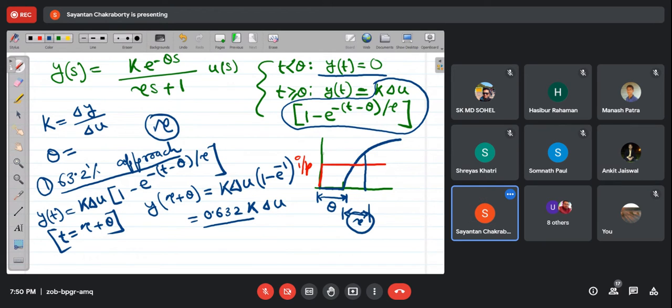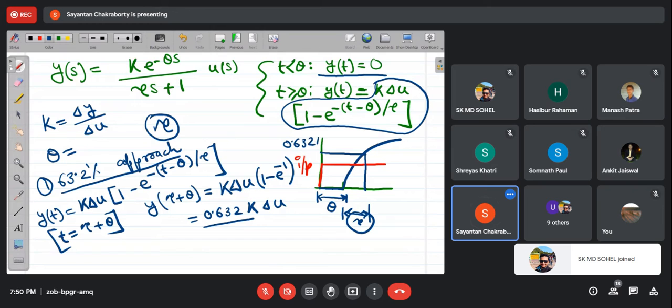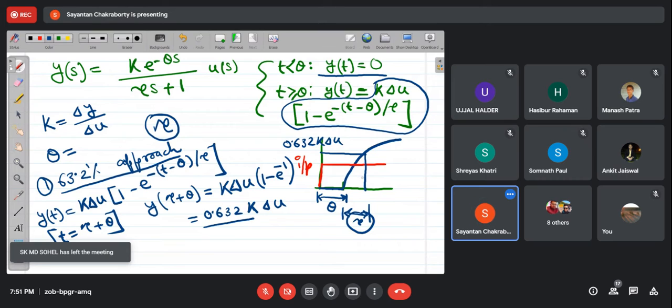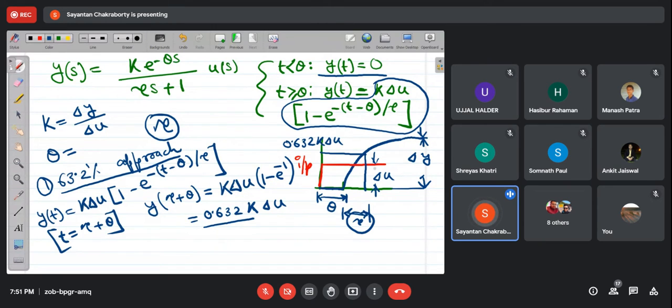So this minus theta will be the time constant tau. And this is your 0.632 K delta u, or it is nothing but your delta Y, the actual change. If this is the steady state value, this change from this is the delta Y, right? And this is your delta u. So this is one method: the time taken to reach the 63.2%. If you have that time, that will be tau plus theta starting from t equal to 0, and subtracting theta, you get the time constant directly.